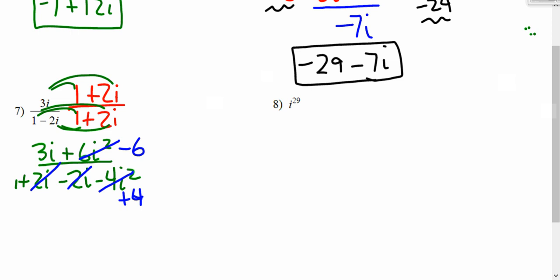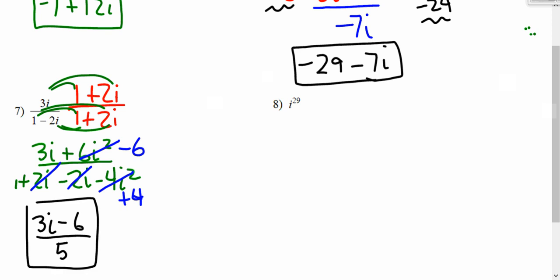So clean this up. On the top, you have 3i minus 6. And on the bottom, you have 1 plus 4 is 5. As far as I'm concerned, that's the answer. But I know sometimes you'll have to split that up, and you'll say something like 3i over 5 minus 6 fifths. Either way, both of those are right.